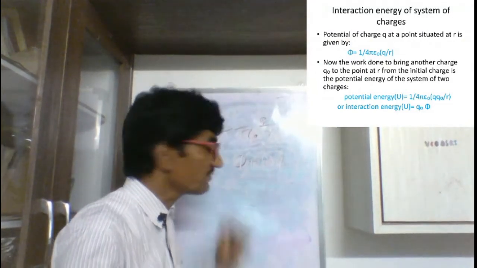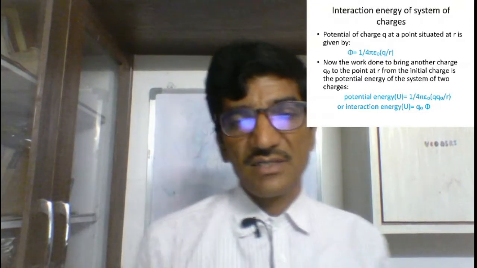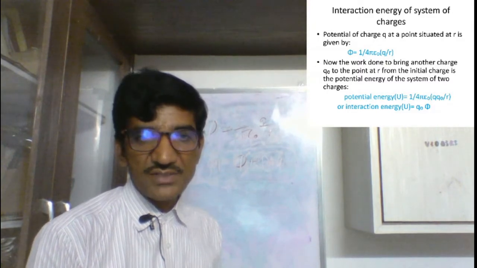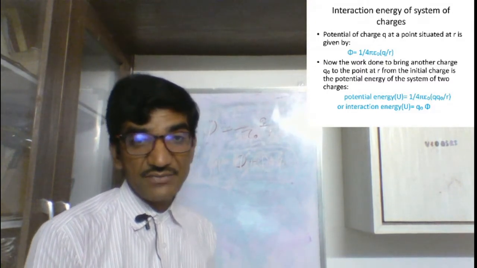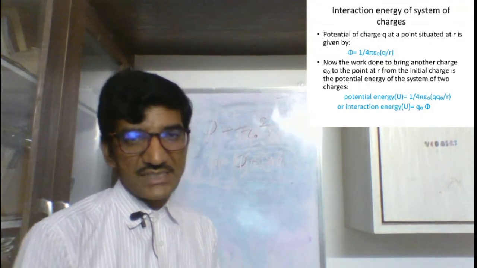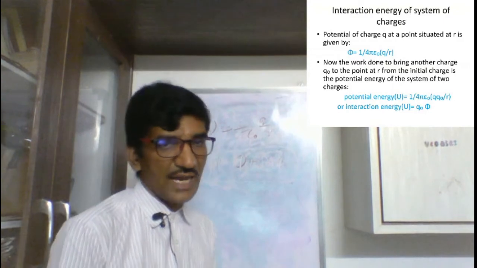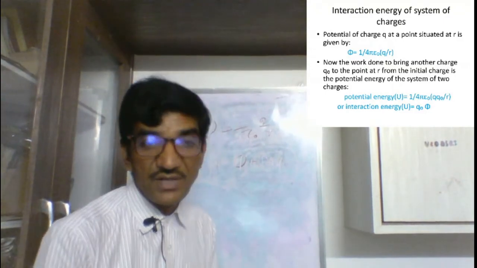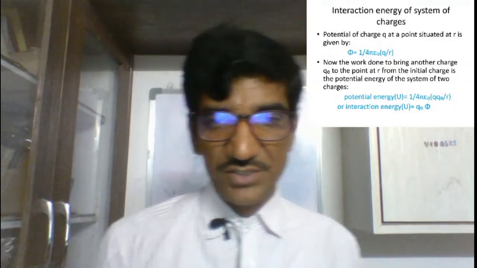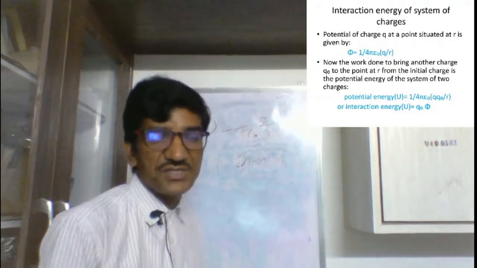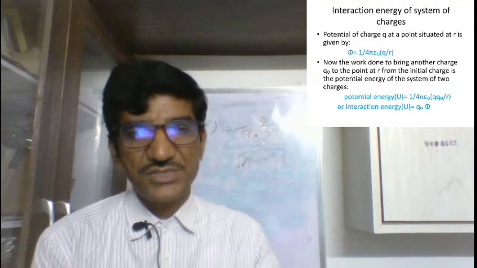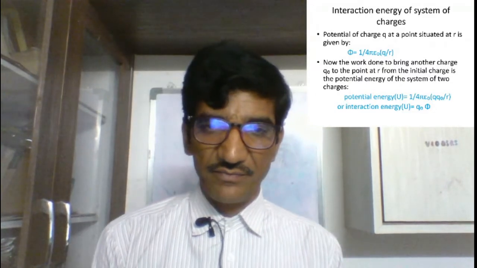This phi 1 potential is felt due to the presence of charge q1. At this time we are ignoring the other charges q2, q3, whatever they may be. Next we go for q2 and take its potential to be phi 2, and we add this here. Next we add the potential of a third charge. Finally we get the total potential at a point in the electric field. This is very simple.